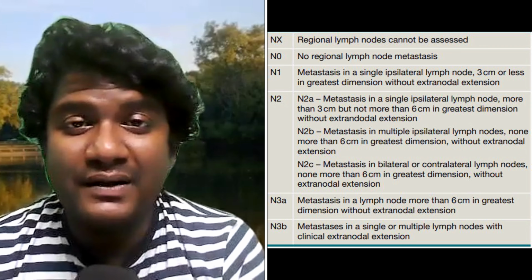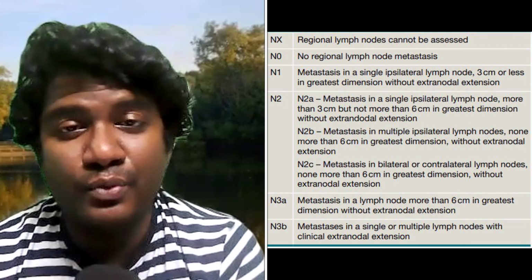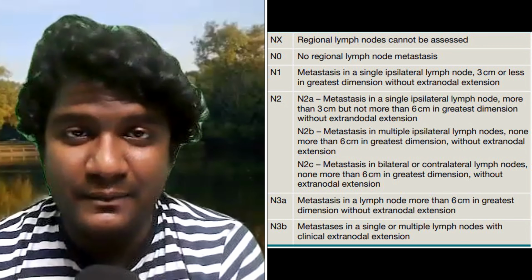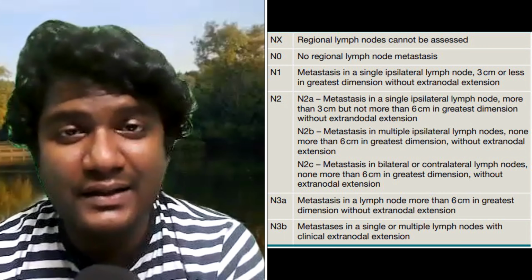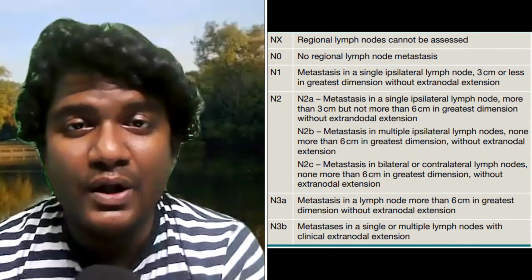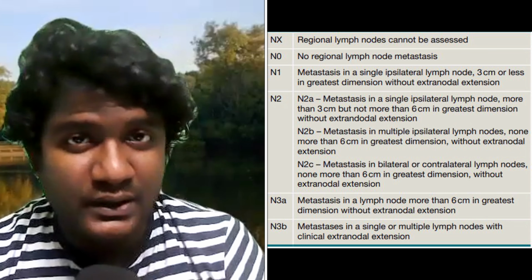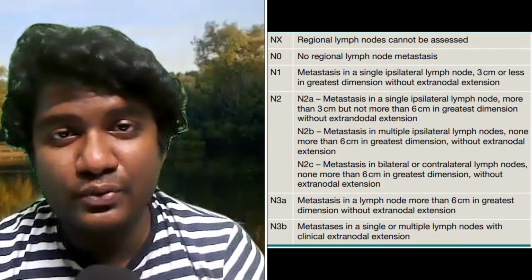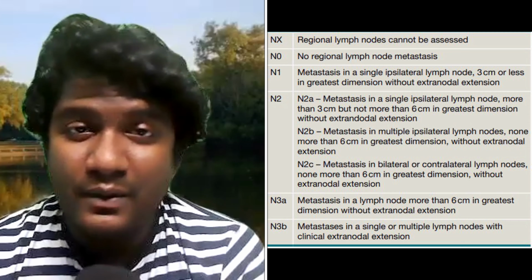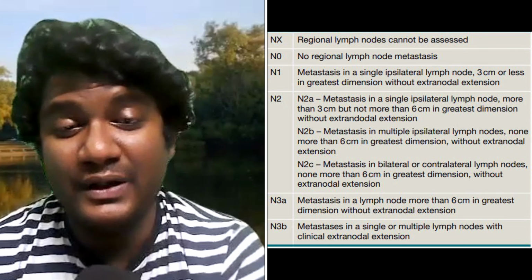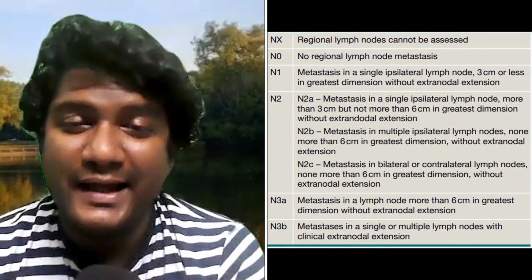Now we come to N3A, where any lymph node more than 6 centimeter means the classification is N3A. What is N3B then? Any lymph node, single or multiple, with extranodal extension is N3B. So in all the others, N1, N2A, N2B, N2C, N3A, there was no extranodal extension. So that's an easy way, in my opinion, for you to remember N staging.